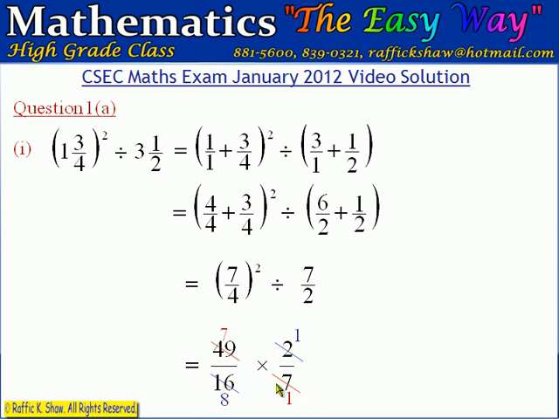That's simplifying the fraction. And then the result is going to be 7 multiplied by 1, which is 7 on the numerator, and 8 multiplied by 1, that's 8 on the denominator. And so our result is 7 divided by 8, and that's the answer for part 1. Let's move down now to part 2 of question 1A.